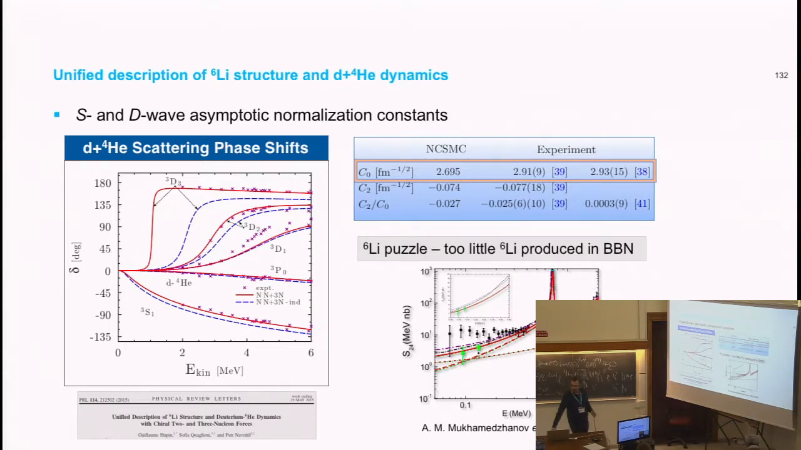Okay, so in this last half an hour or so, let me show you a few more examples of calculations in this formalism, and after that I will conclude. Okay, so let's move on.